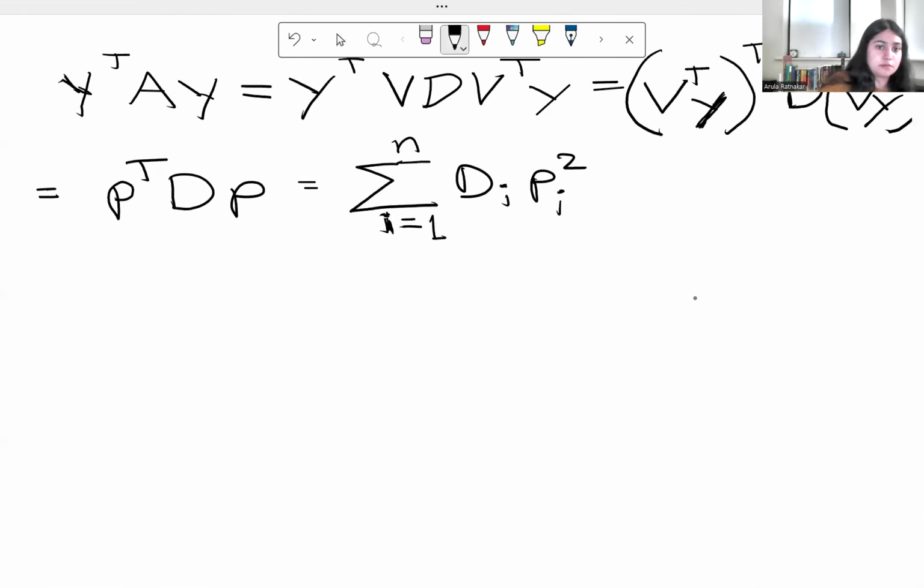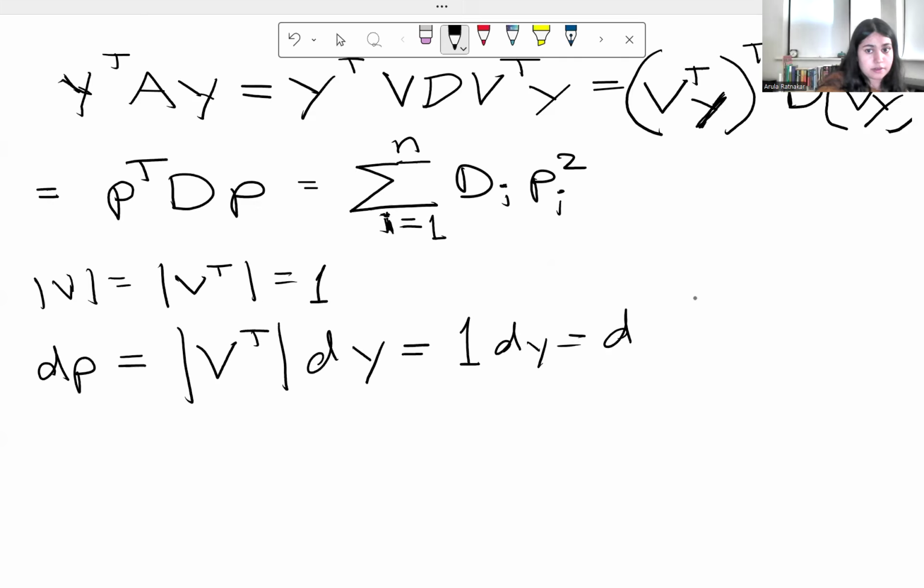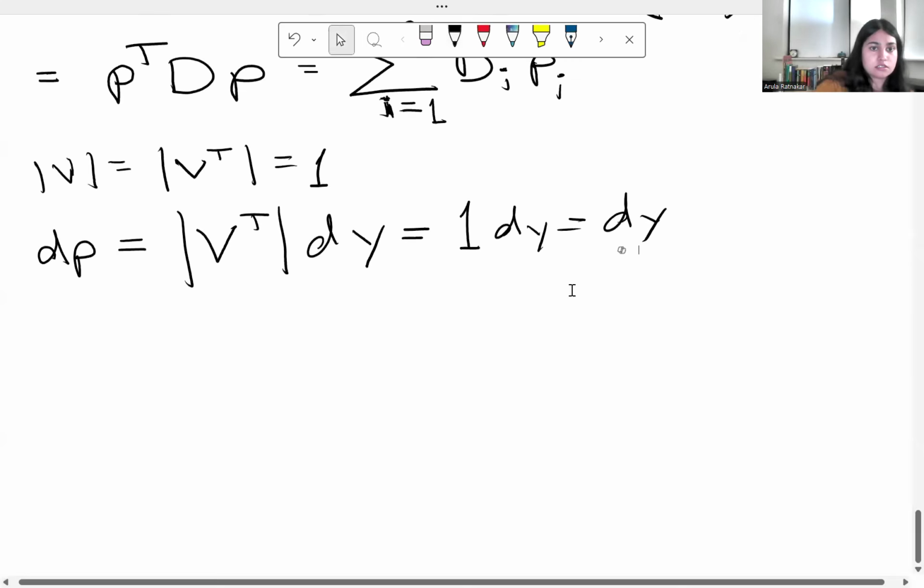Now, remember we had that property that the determinant of V is equal to the determinant of V transpose, which equals 1. So dp, where we're looking at P here, is going to be equal to V transpose dy. But this is the same thing as 1 times dy, so that's just dy. Which means we can literally use this as a substitute.